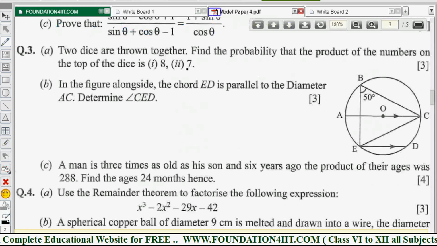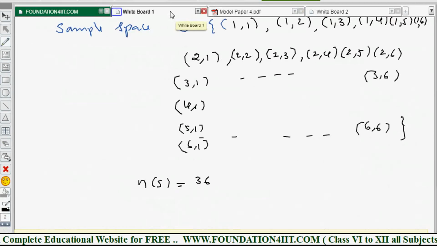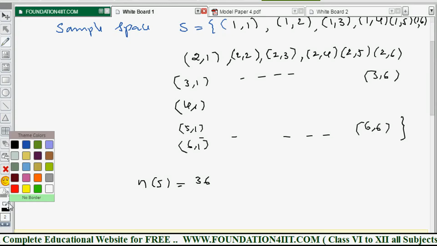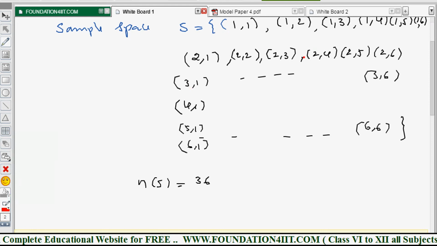Now the question: the product of the numbers on the top of the dice is 8. If you multiply both numbers, you should get 8. So which numbers give 8? 2 comma 4, since 2 into 4 is 8. And one more is 4 comma 2, 4 into 2 is 8. There are no other chances. 5 into 1 is 5 only, 6 into 1 is 6, 6 into 6 is 36. It's not 8. 2 comma 3, 2 into 3 is 6. That's it. Only those products are 8.